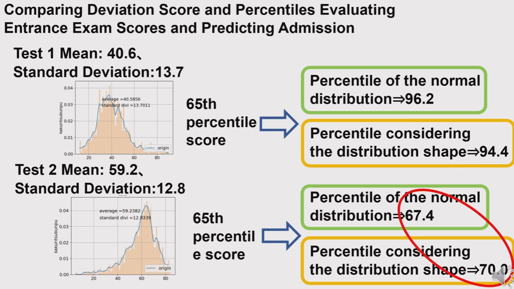Test 2, for the same score of 65, the standard deviation method shows 67.4% and the shape-aware method shows 70%, so the standard deviation is about 2.6% lower. Again, this comes from approximating the data as a normal distribution. The data is in 0.2.csv, so feel free to check it out yourself.